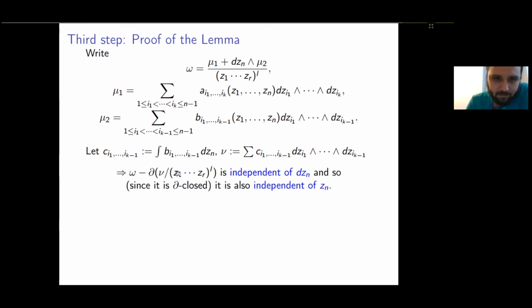And so, since omega is delta closed, this other form is also delta closed. And this implies that since dCn never appears here, also Cn must be, the holomorphic functions appearing in the expression of omega minus this exact part also must be independent of Cn. Otherwise, there will appear some dCn when you take the delta of this thing. And that's impossible because the delta of this is 0.